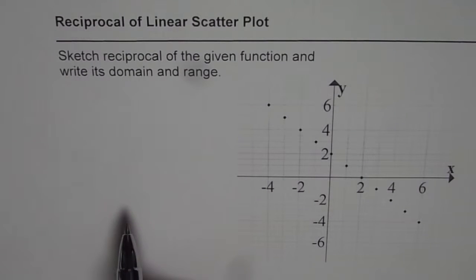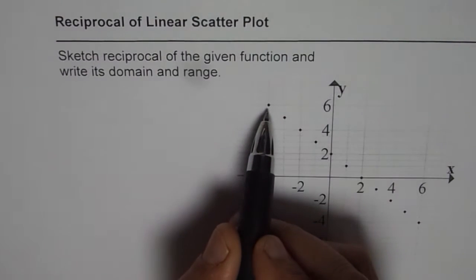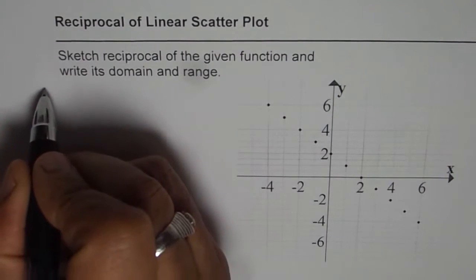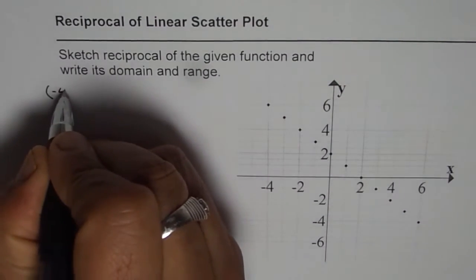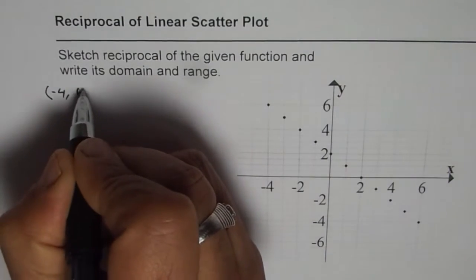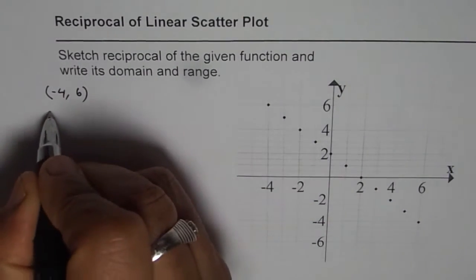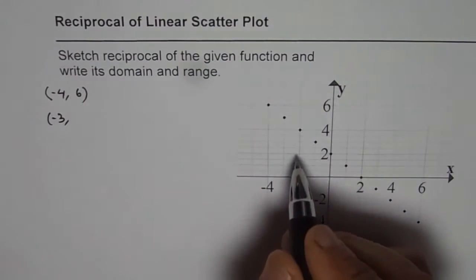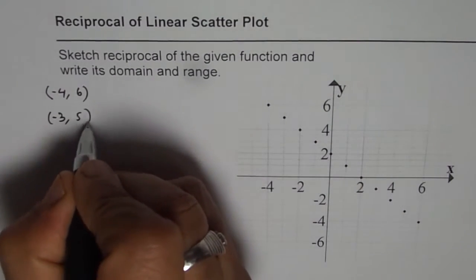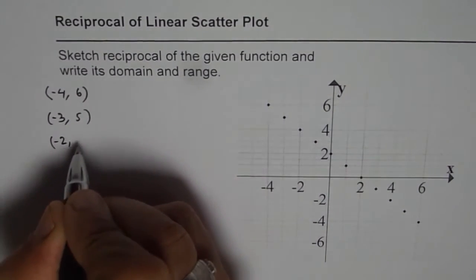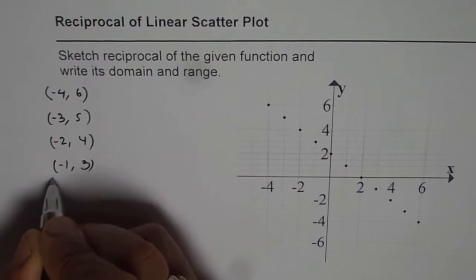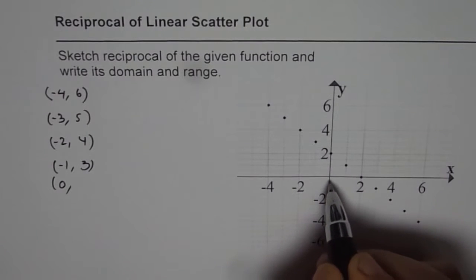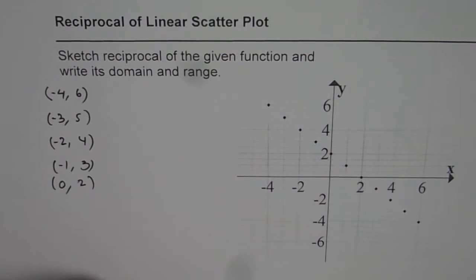It is a good practice to write down the coordinates of these points. Let's begin by writing the coordinates of these points one by one from left to right. So we have -4 and the y value is 6. And then we have -3 and the y value is 5. So I've taken very easy values to work with. They are actually decreasing like this, 4, 3. And then when x is 0, let us check, it is 2. So we are on the right path, correct.